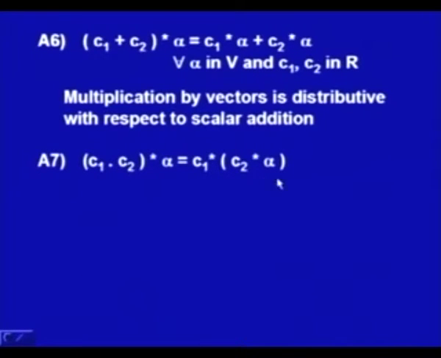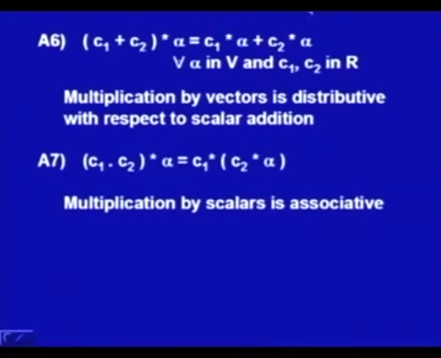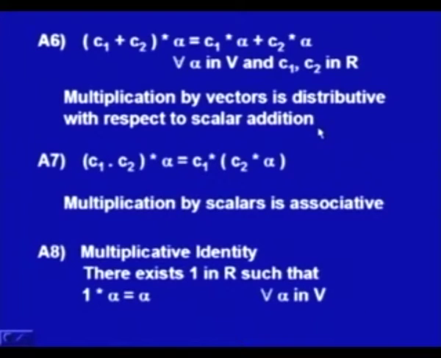That means, scalar C2 is multiplied by vector alpha. This becomes a vector, and then when this vector is multiplied by the scalar C1, we will have C1 star C2 star alpha. So, this is a sort of associative property. So, multiplication by scalars is associative. Last property is multiplicative identity, that there exists 1 in R such that 1 star alpha is equal to alpha for all alpha in V. So, there has to be a scalar 1 in R which when multiplied by alpha leaves it unchanged.